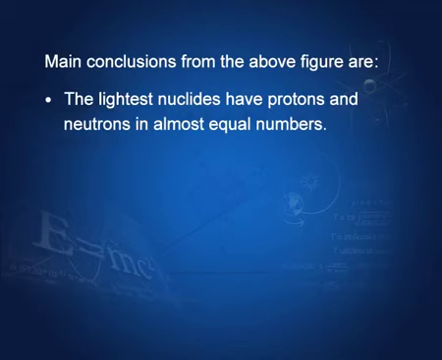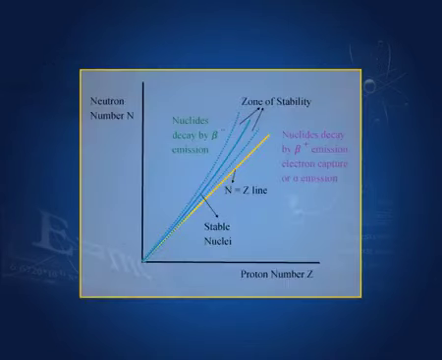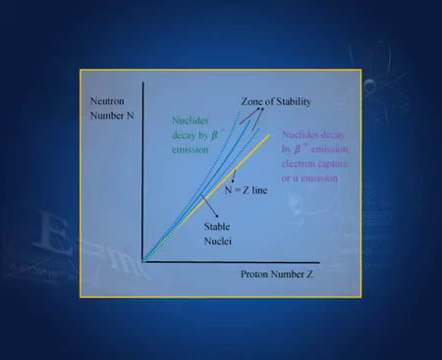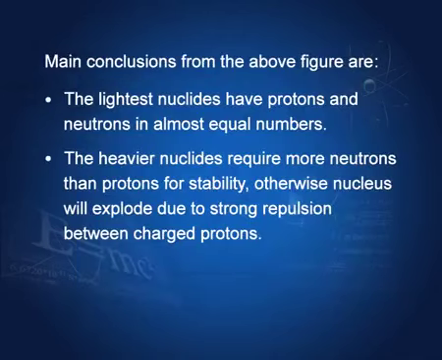So, what are the main conclusions? The lightest nuclei have protons and neutrons in almost equal numbers. In the beginning, this is the N equal to Z line, and you can see this line coincides with the line of stability for lighter nuclei. So, for lighter nuclei, the number of protons is almost equal to the number of neutrons. The heavier nuclei require more neutrons than protons for stability. On this line I have already pointed out that the nuclei have more neutrons than protons. So, the heavier nuclides require more neutrons than protons for stability, otherwise the nucleus would explode.